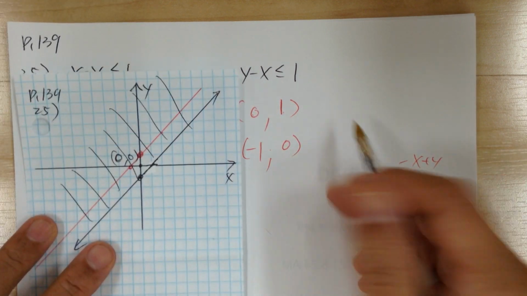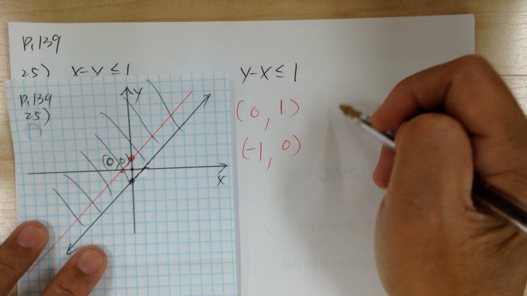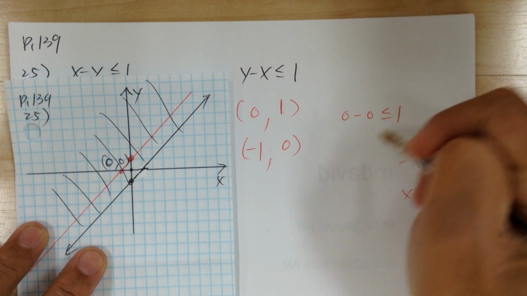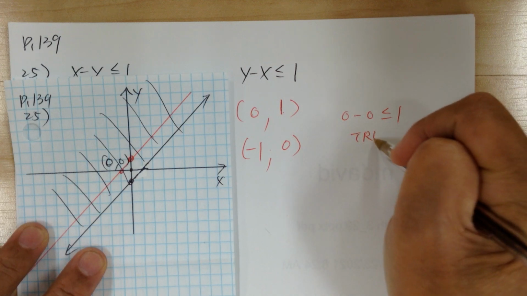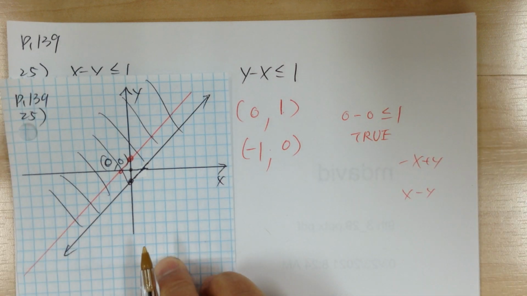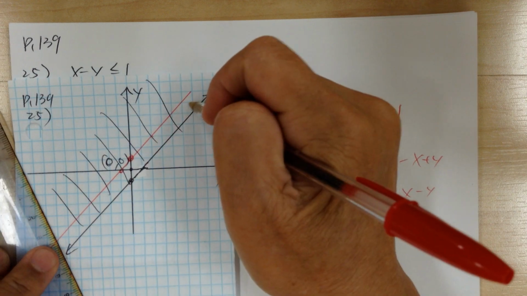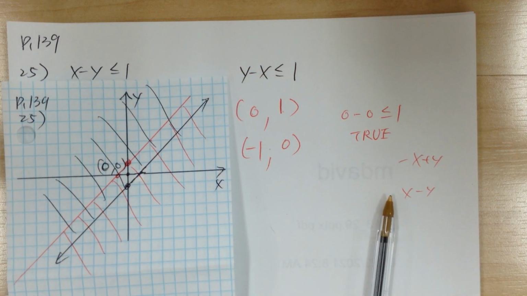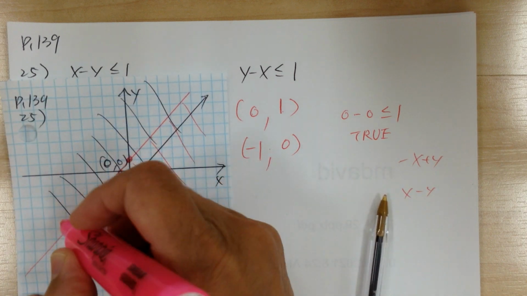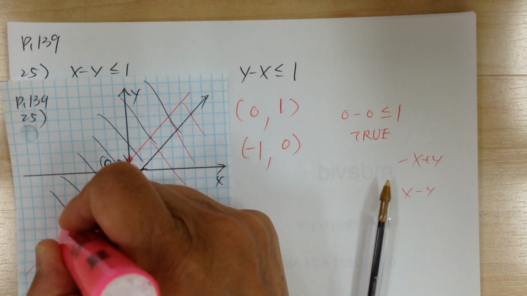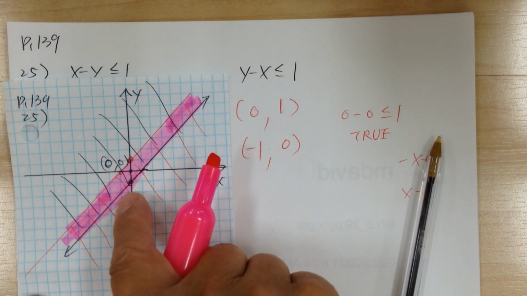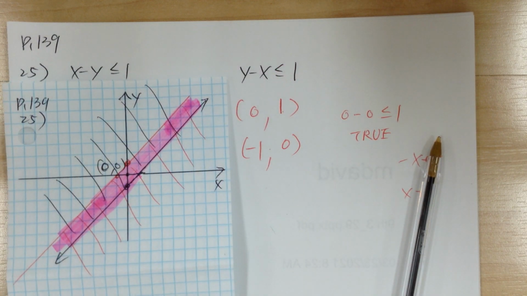Okay, let's go and do the testing point. So the testing point, you can put 0, 0 in here. So you got 0 minus 0 is less than or equal to 1. So this is true. And so this point is true, means your shading is right over here. So your final answer is this little strip right in between, right over here. Yeah, a little bit over, but anyway, it's supposed to be only that little strip over there.